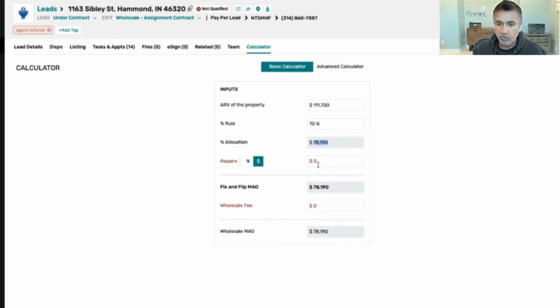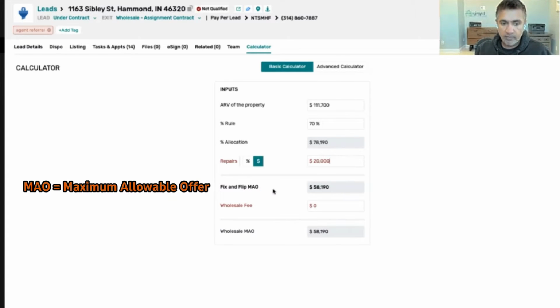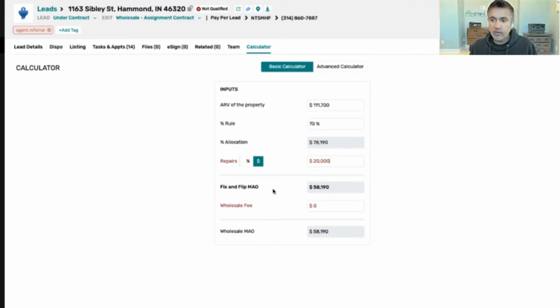So my repair number would be how much work the property needs done to it in order to get to this value of $111,700 for this property. You can put it in terms of percentage of the market value. Let's say I can do 10%, or I can put in a dollar number. Let's say I'm going to do 20,000. In this example, I'm going to use 20,000. It gives me my maximum allowable offer for fix and flip. MAO stands for maximum allowable offer, of $58,190.